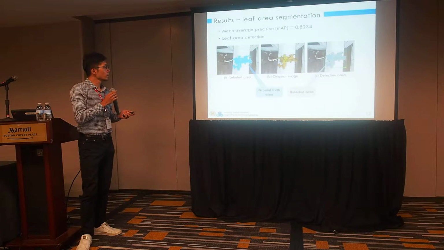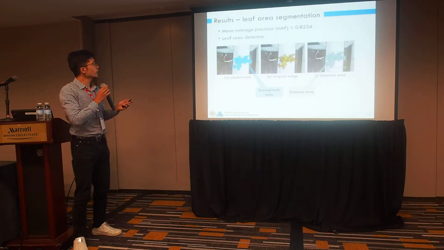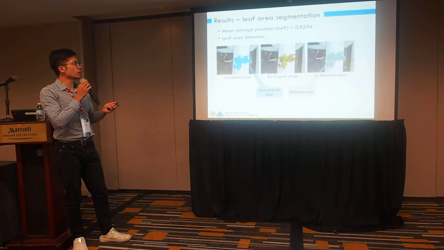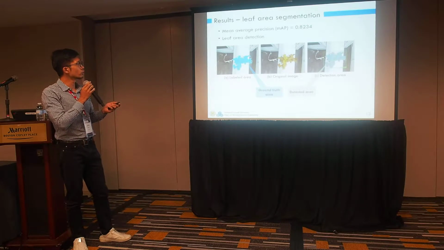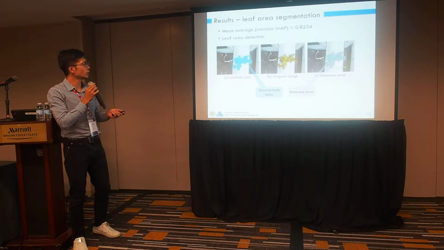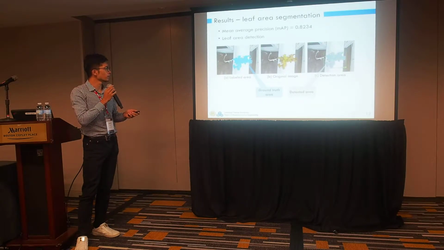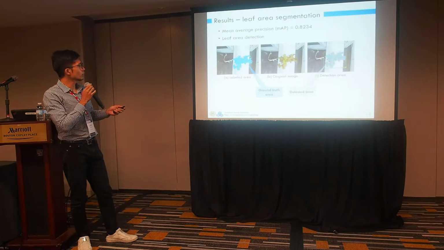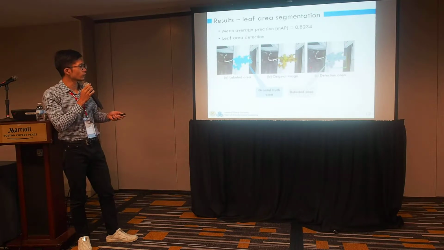Okay, so the model got a mean average precision of 0.8234. And you can see here, this is a leaf area detection. The original image is the middle one, and this is the labeled image, and this is the detection area of the leaves. So we view this blue area as the ground truth area, and the detected area is from here.